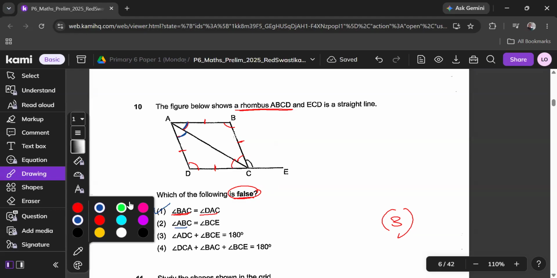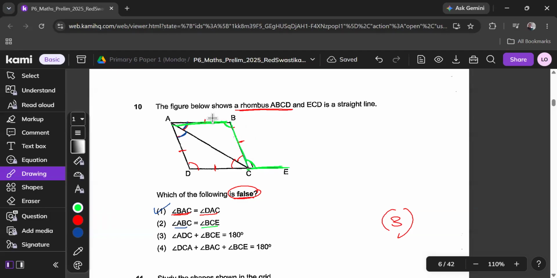ABC, where's your ABC? Your ABC is here, is equal to BCE, which is here. Isn't that also the same? Why? Because there is a Z. Why a Z? Because you have two parallel lines. So when there's a Z, the angles are equal. The green color angles are equal.